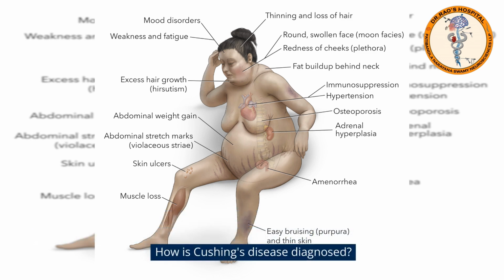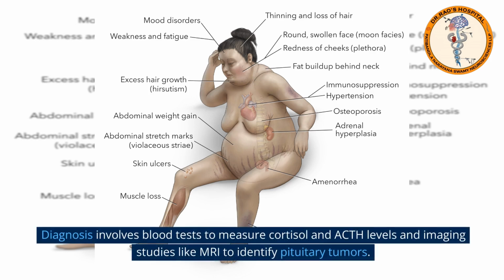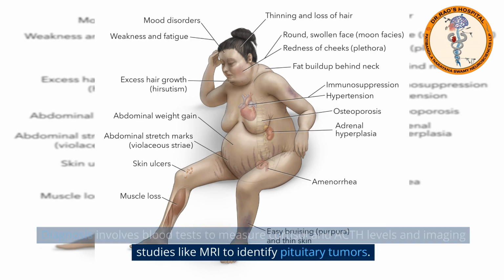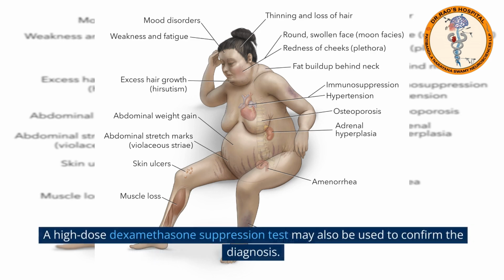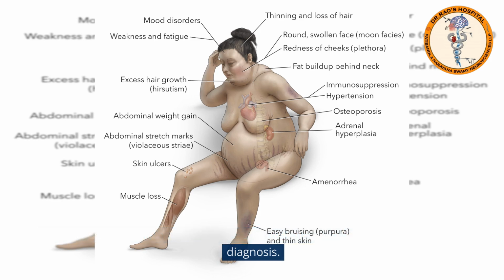How is Cushing's disease diagnosed? Diagnosis involves blood tests to measure cortisol and ACTH levels and imaging studies like MRI to identify pituitary tumors. A high-dose dexamethasone suppression test may also be used to confirm the diagnosis.